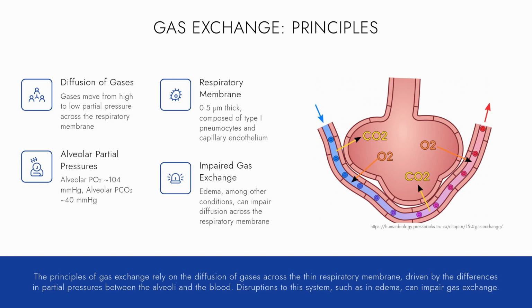CO2 moves from blood, which is around 46 millimeters of mercury, into the alveoli, which is around 40 millimeters of mercury. The membrane, which is only 0.5 micrometers thick, includes only type 1 pneumocytes and capillary endothelium for optimal diffusion efficiency. There are many conditions that thicken this barrier, reducing diffusion and causing hypoxemia.